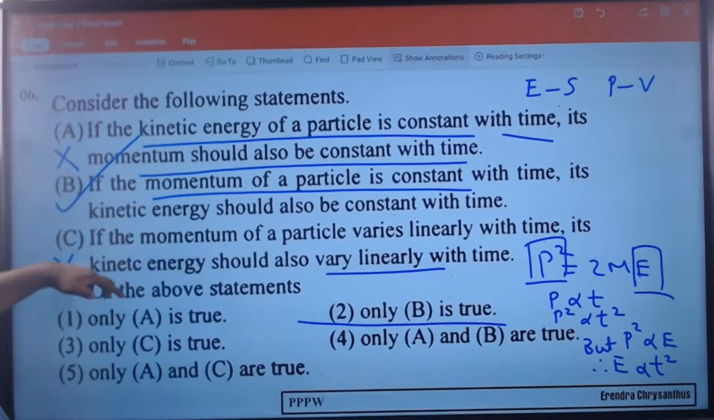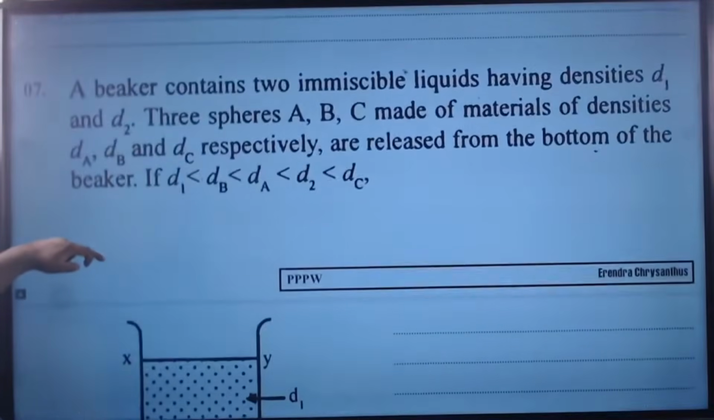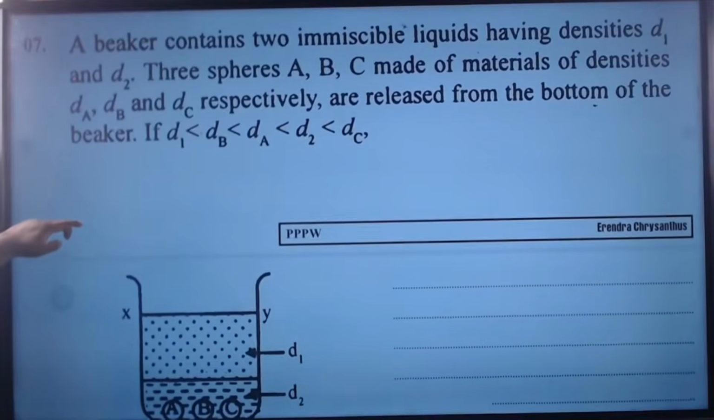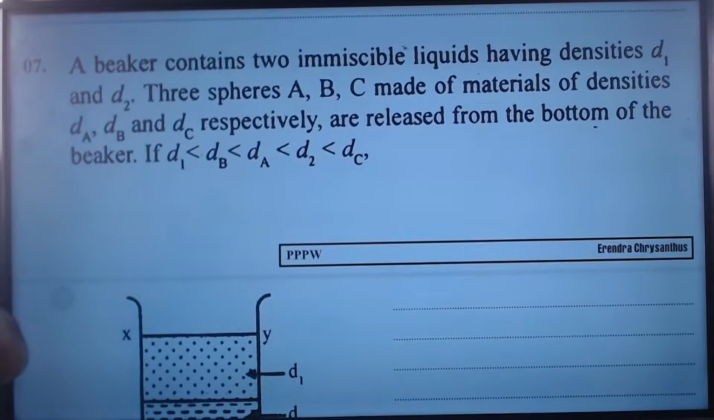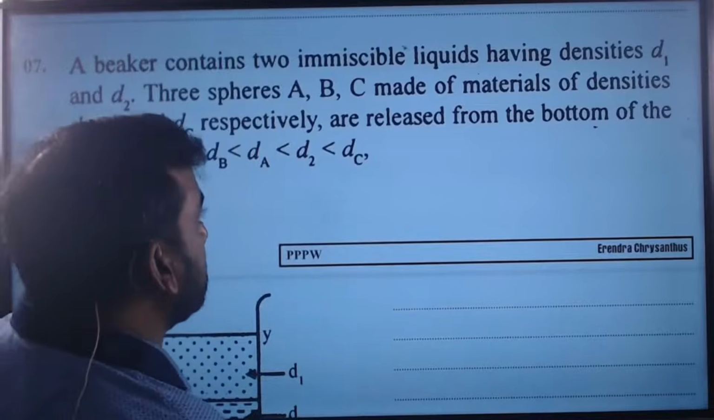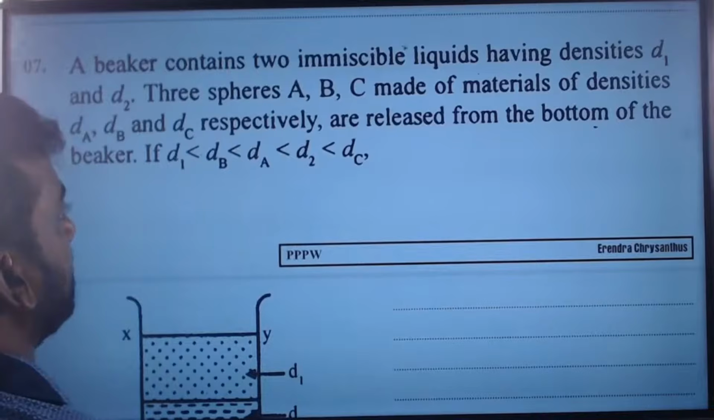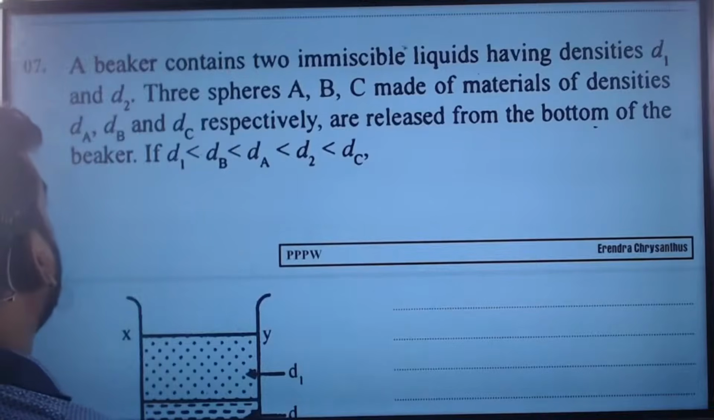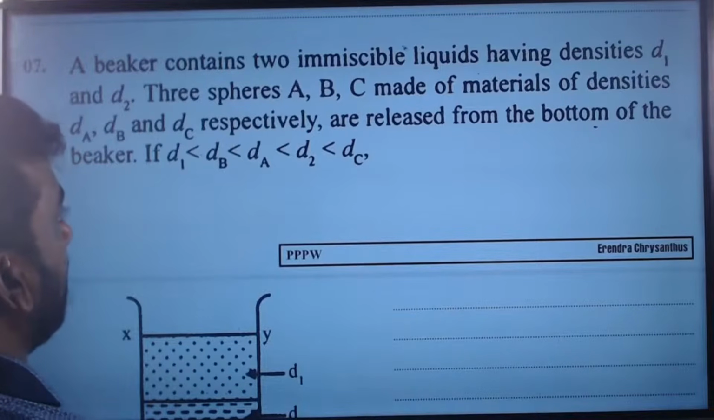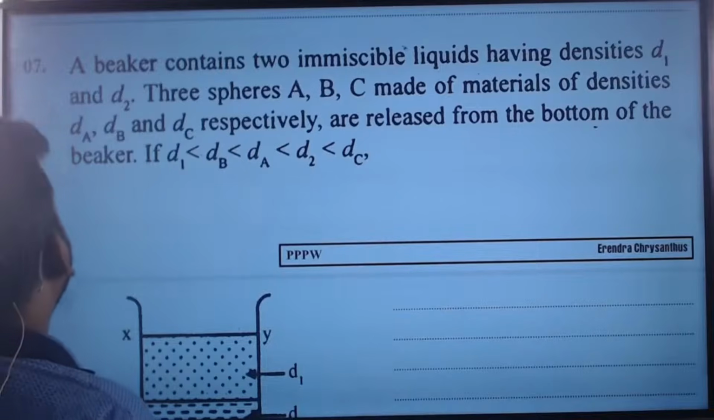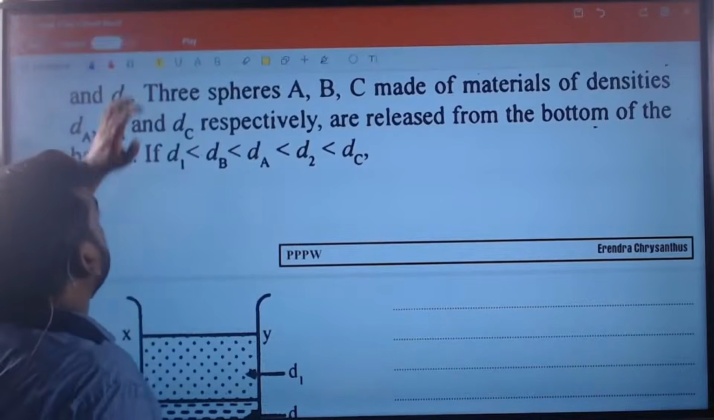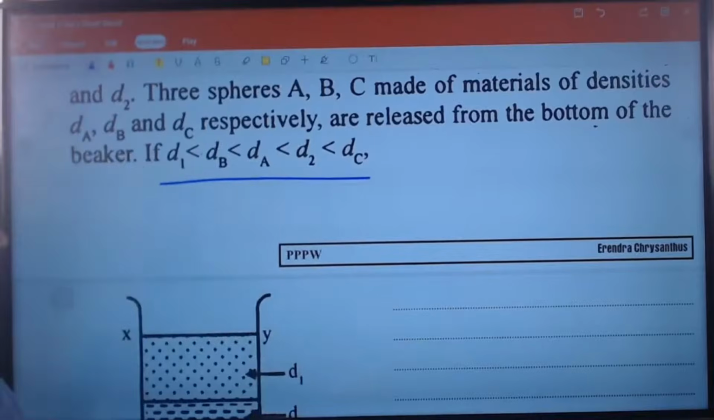Moving on. A beaker contains two immiscible liquids, two different liquids, having densities d1 and d2. Three spheres A, B, C made of materials of densities dA, dB, dC respectively are released from the bottom of the beaker. So they are given you conditions. Which one is larger? dC is larger. Which one is smaller? d1 is smaller.